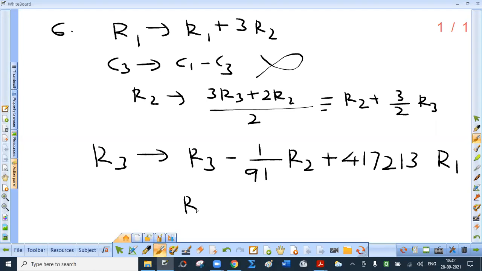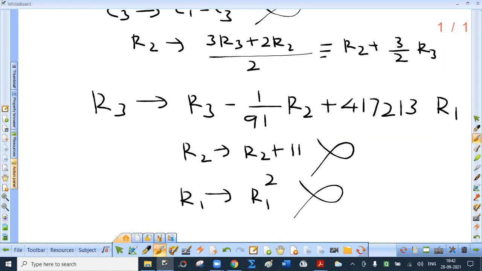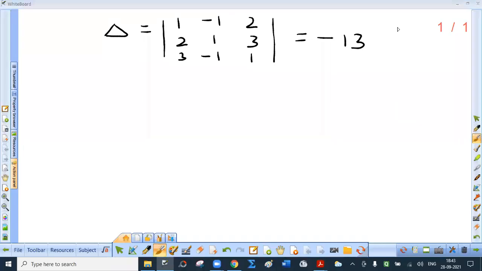But if you say, now I will use this, R2 changes to R2 plus 11, that is absurd. How can you add 11 to each element? This transformation is not valid. Some students argue, can I say R1 changes to R1 square of individual number? This is absurd. Both these transformations are not valid, allowed. Now let us verify this property by considering a particular determinant.